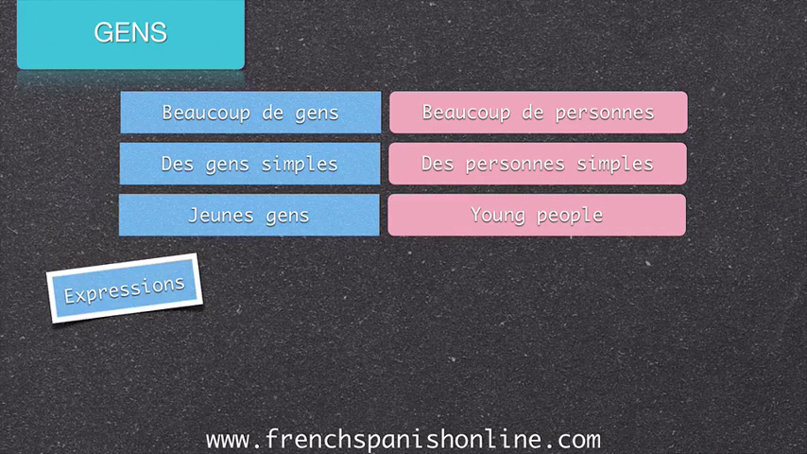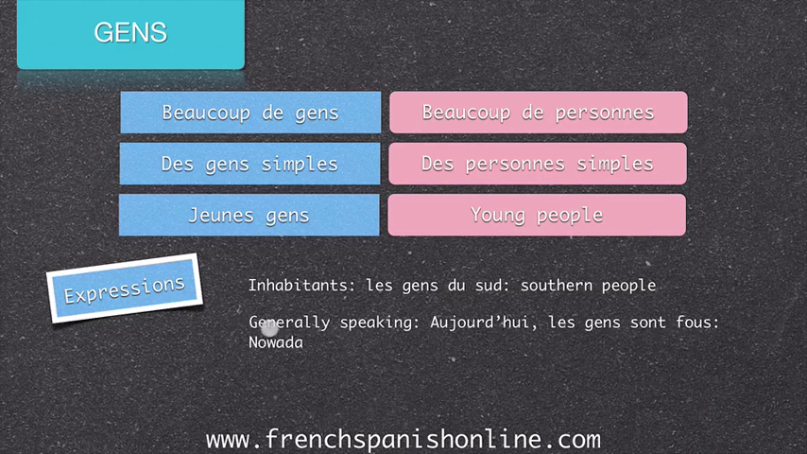And we have some idiomatic expressions, of course. I mean that we can't use another word than gens. Speaking about inhabitants, les gens du Sud, the people of the South. Here you can't use the word personne. And generally speaking, nowadays people are crazy. Aujourd'hui les gens sont fous. Again, here we use the word gens to translate people.